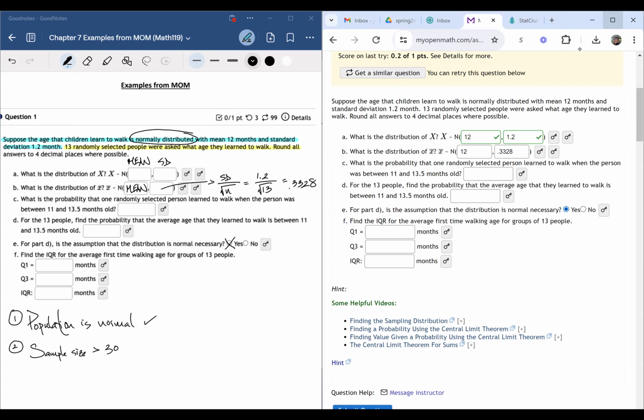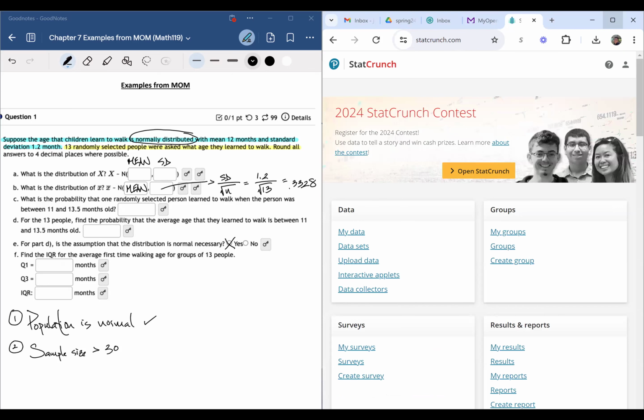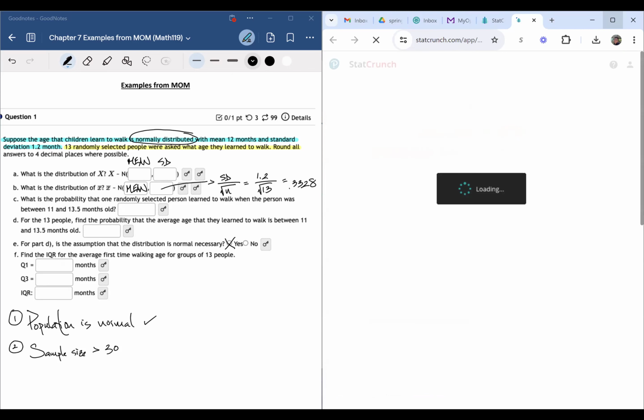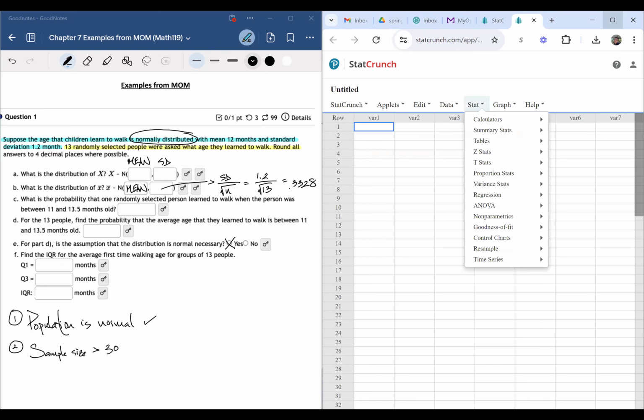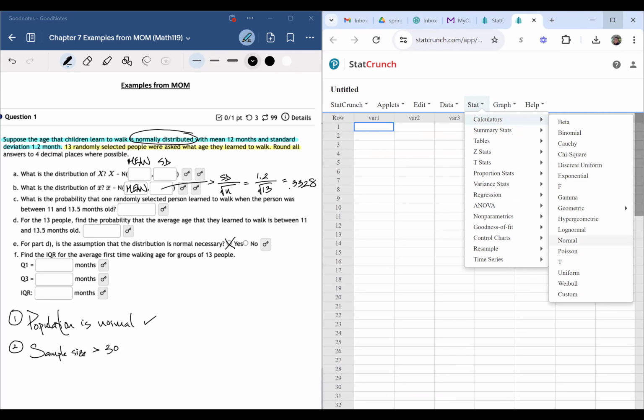Okay. All right. So now that we know that the central limit theorem applies, we can take a look at part C and part D. Right. So what is the probability that one randomly selected person learned to walk when the person was between 11 and 13.5 months? And to do this, we're going to go back to StatCrunch. Once we go to StatCrunch, we're going to open it. And we're going to go to the same place we've been going all the way back in chapter 6. We're going to go to Stat, then Calculators, and then Normal.